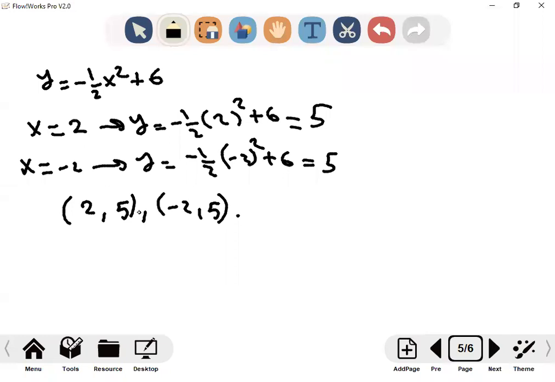Guys, here half of 4 is 2, so the answer is 4, not 5. I'm sorry. Half of 4, negative 2, minus 2 plus 6, is 4. So we have 4s here, and here also we have 4s. These are the two solutions.